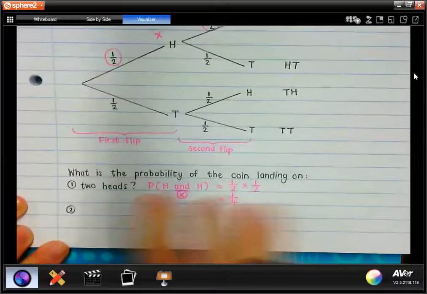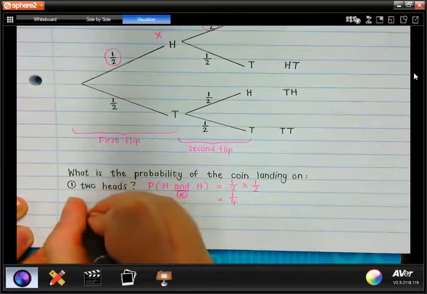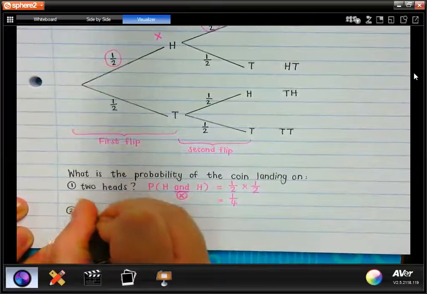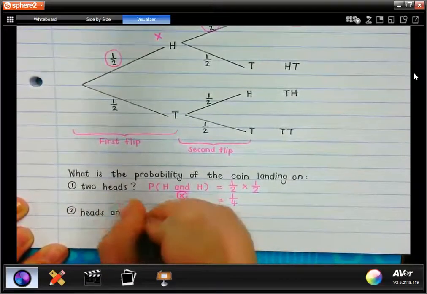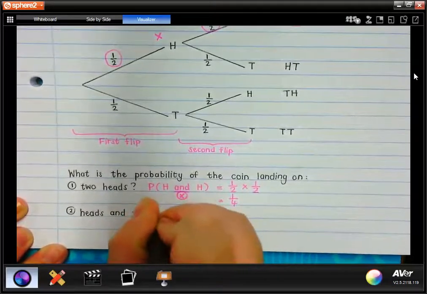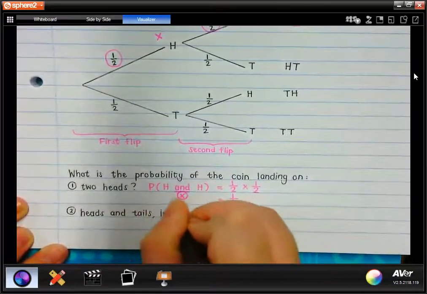All right, number 2 is a bit more complicated. So what is the probability of the coin landing on heads and tails in any order?